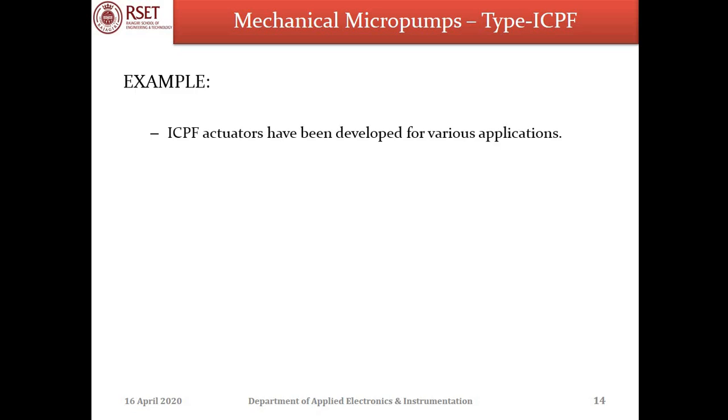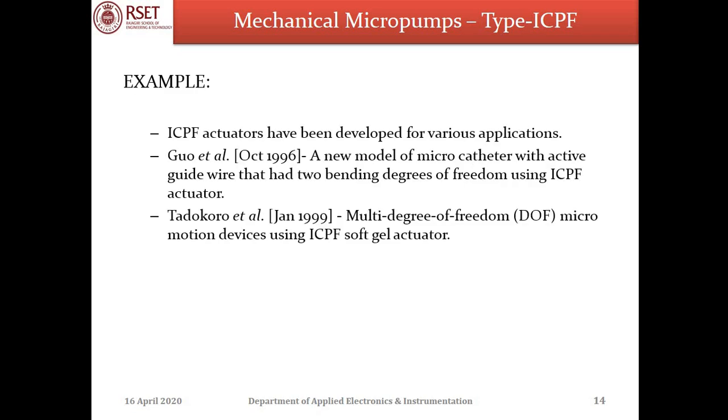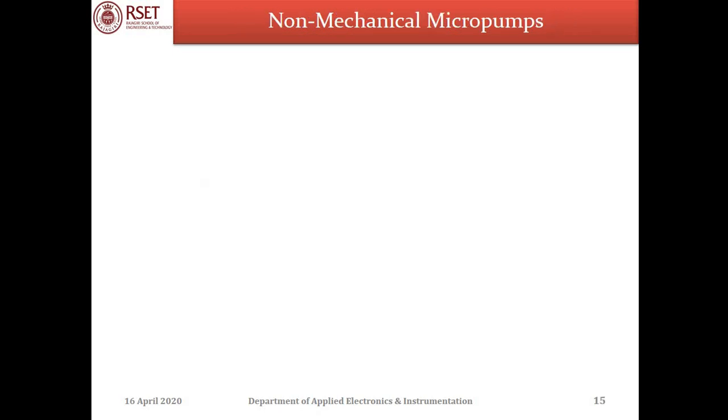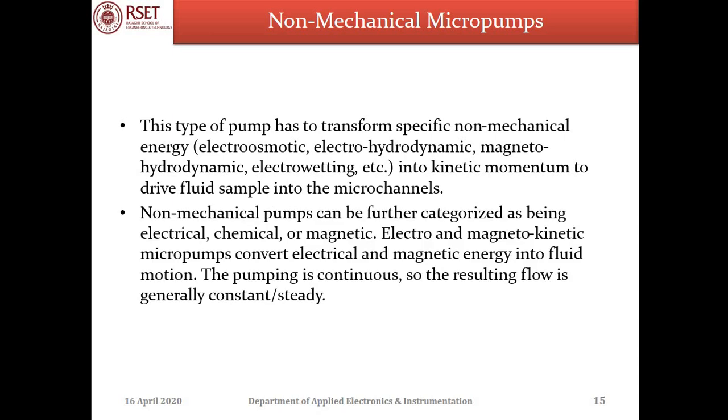Let us now look into the example of an ICPF type of micropump. A microcatheter was developed with active guide wire that had 2 bending degrees of freedom. Similarly, a multi-degree freedom micromotion device was also constructed. An underwater fish-like micro-robot using ICPF actuator as servo actuator for swimming motion with 3 degrees of freedom is another example. So that is about the mechanical micropumps. Now let us move on to non-mechanical micropumps.